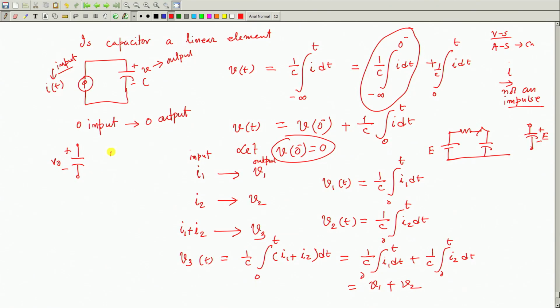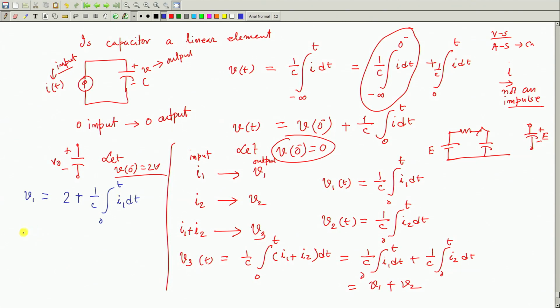Suppose, although I have not done it in case of inductor, suppose V 0 minus is equal to 2 volt. Then let me use a separate color. Then I will say when you apply I 1, what will be the output voltage? This is 2 volt plus 1 over C integral from 0 to t of I 1 dt. You apply I 1, get this V 1, is it not? Suppose I say V 0 minus is not 0, it is 2 volt, and then you are applying I 1, so 2 plus 1 by C and so on.